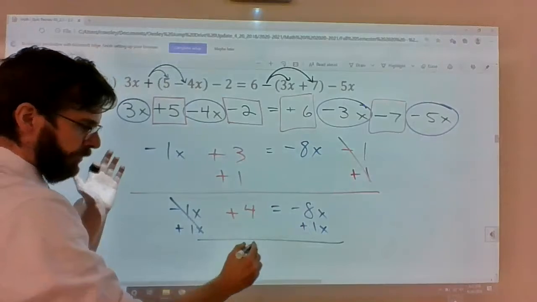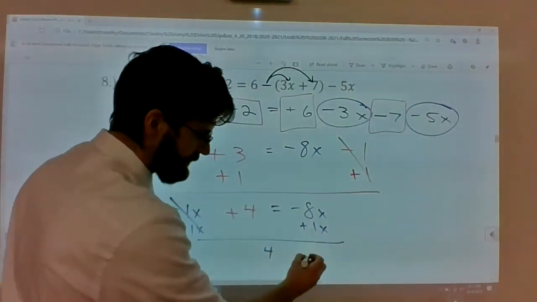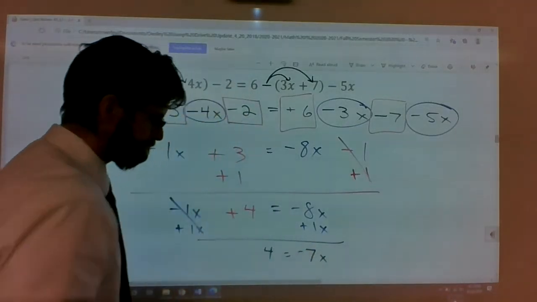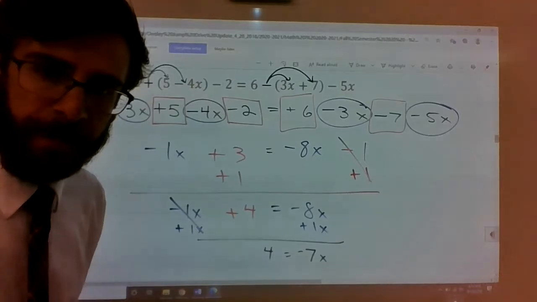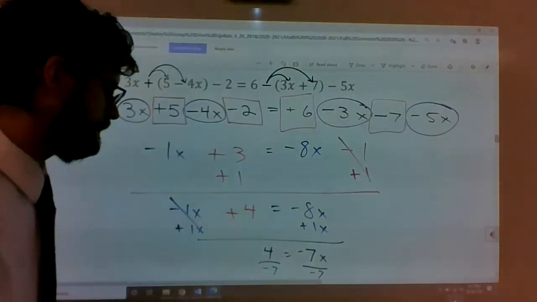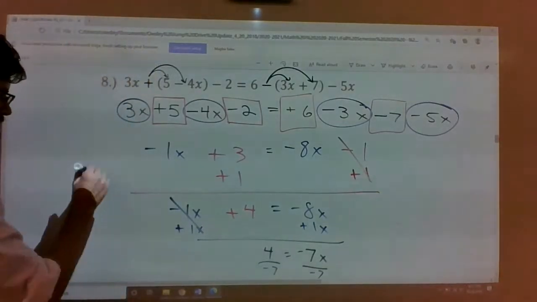So, we got a 4 on the left, negative 8 plus 1, opposites subtract. Take the sign of the bigger one. Yeah, and then you divide by negative 7. So x equals negative 4/7.